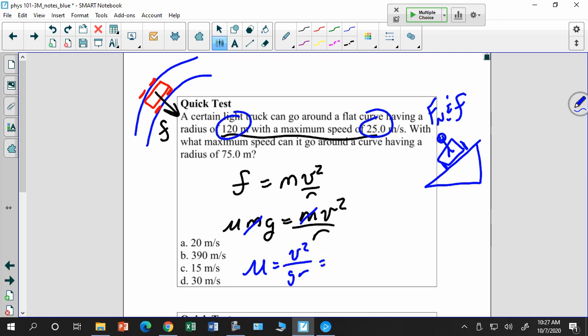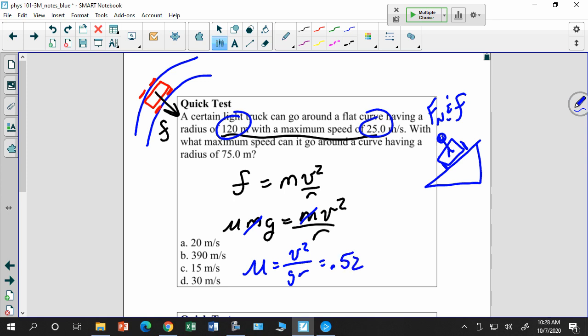And so in this case, mu is v squared over gr. It's going to be 25 squared divided by 10 divided by r, which is 120. Then I get a value for mu that's equal to 0.52.